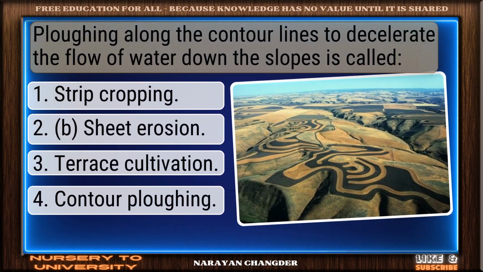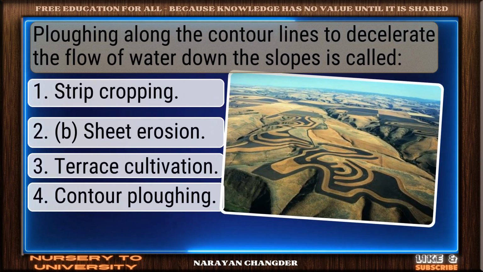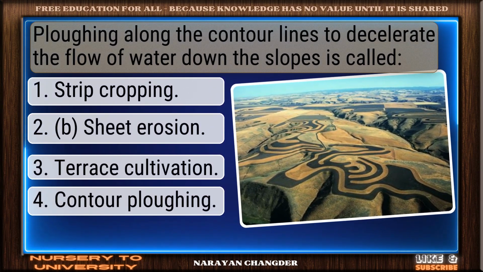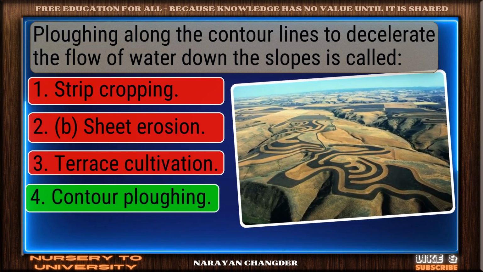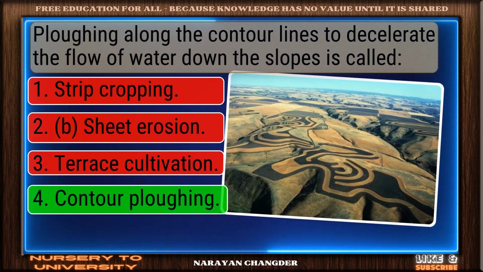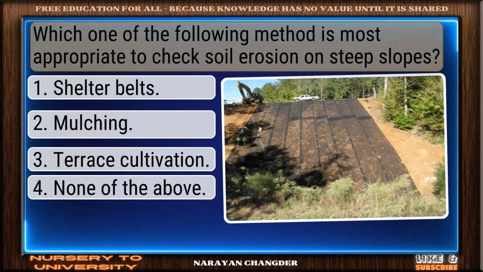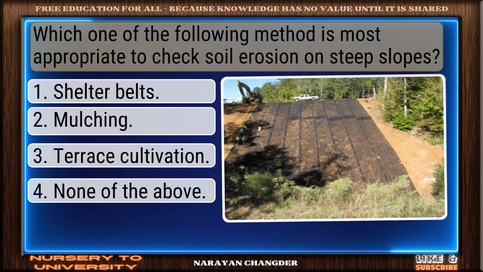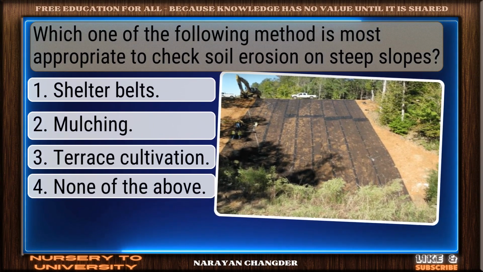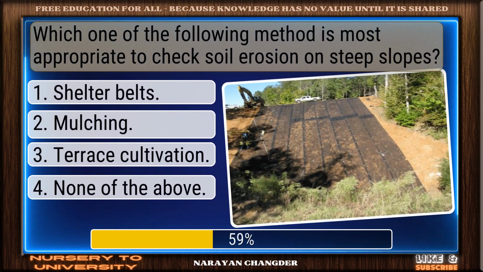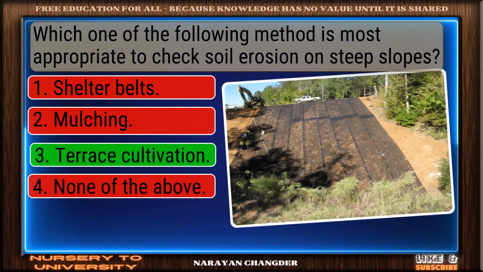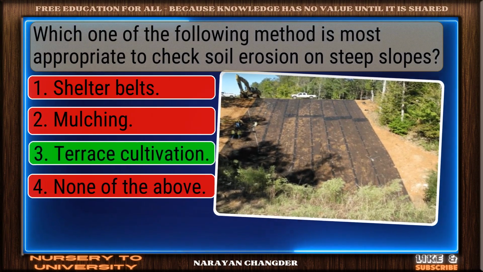Ploughing along the contour lines to decelerate the flow of water down the slopes is called dash. Great thinking. Contour ploughing is right. Which one of the following method is most appropriate to check soil erosion on steep slopes? Well done. Terrace cultivation is right.